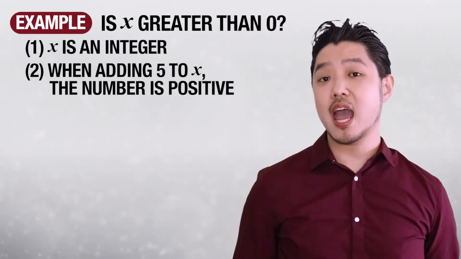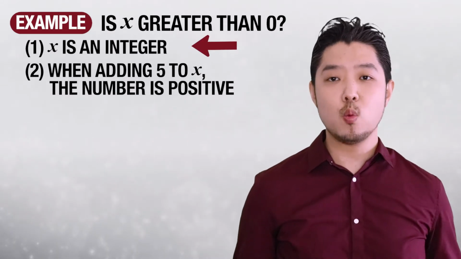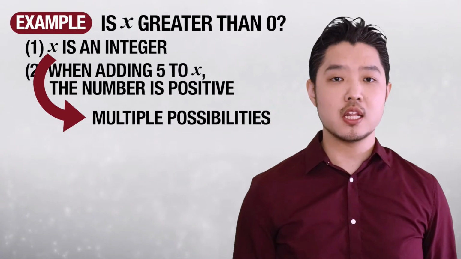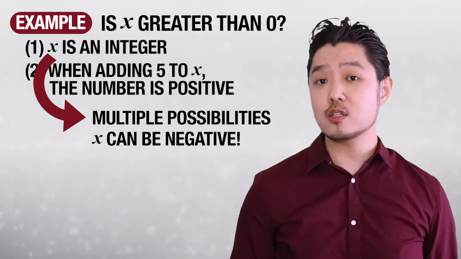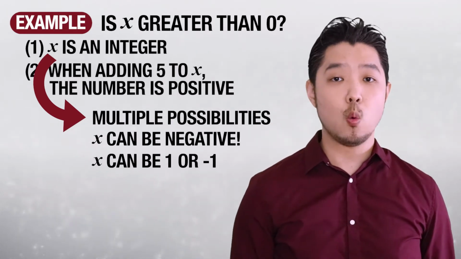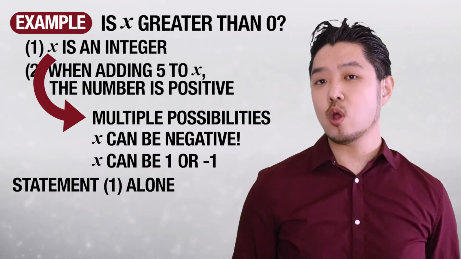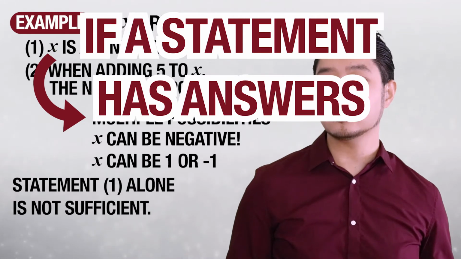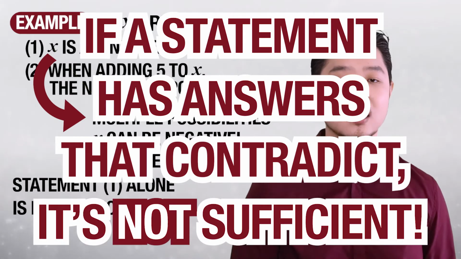Here we are asked if x is greater than 0. Statement 1 indicates that x is an integer. However, we have multiple possibilities here. X can be a negative integer as well. X can be 1 or minus 1. So statement 1 alone is not sufficient. Again, if a statement has answers that contradict, it means it's not sufficient.